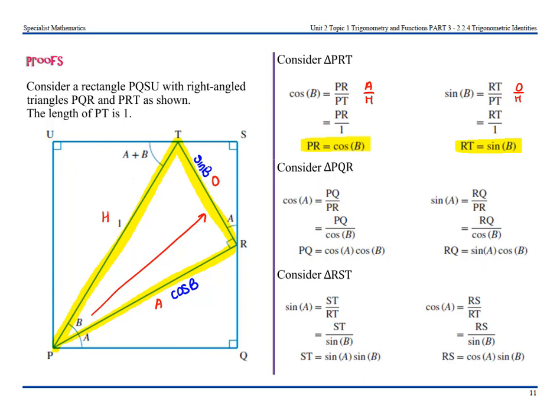Now let's consider triangle PQR. So that's this one down here. I'm going to look in relation to angle A. So that means opposite, hypotenuse, and adjacent. So cos A is PQ over PR. PR was equal to cos B, which I labeled on my triangle. So now I have that PQ is cos A times cos B. I'm going to write that on.